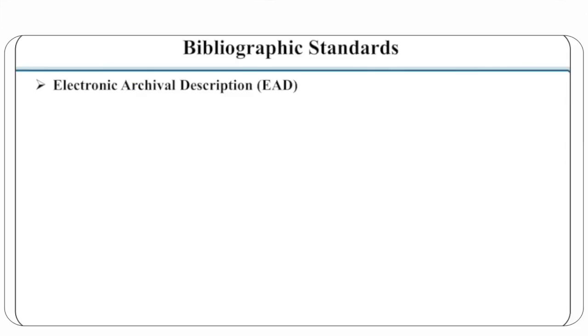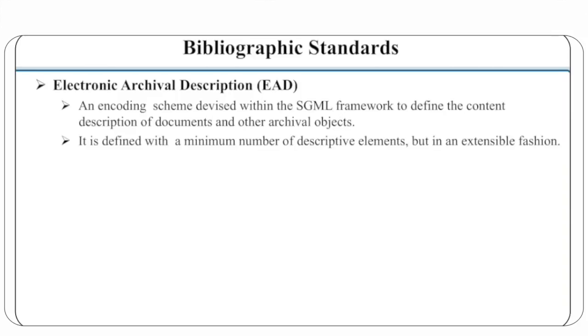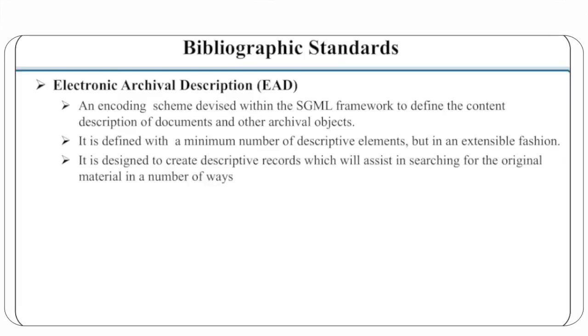The Encoded Archival Description is an encoding scheme devised within the SGML framework to define the content description of documents and other archival objects. It is defined with the minimum number of descriptive elements, but in an extensible fashion. EAD is designed to create descriptive records which will assist in searching for the original material in a number of ways.